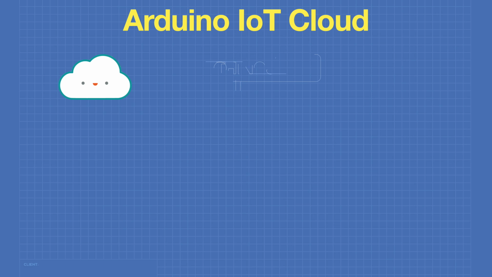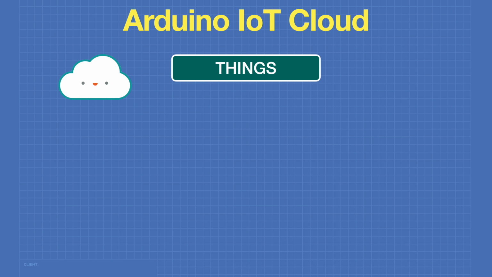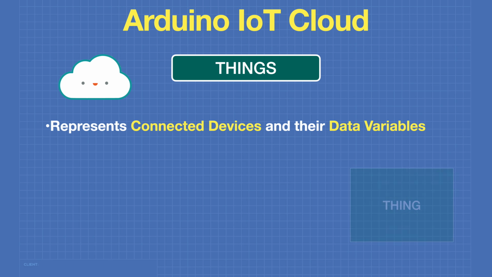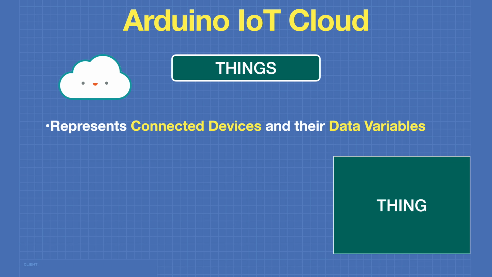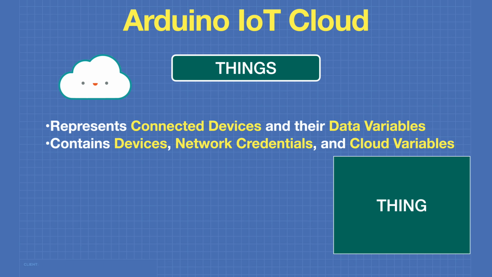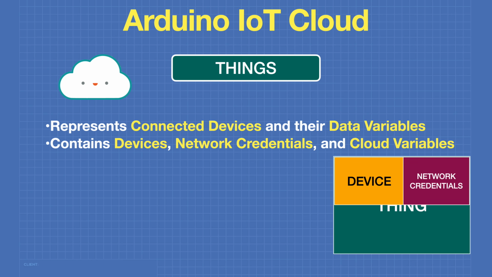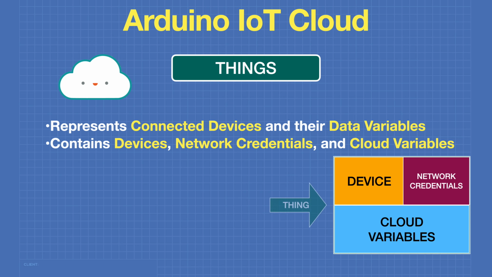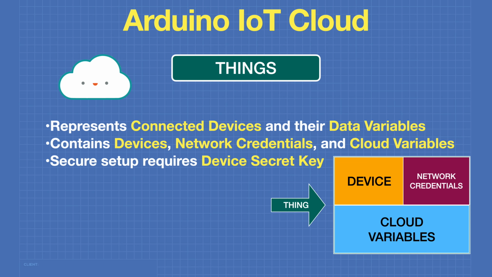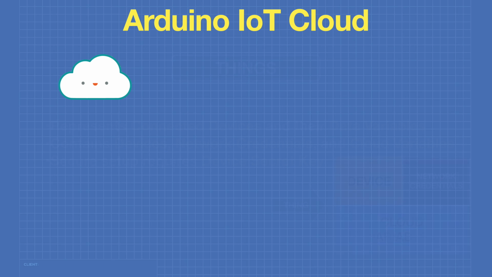The next fundamental concept of the Arduino IoT Cloud are things. Things represent connected devices and the data variables associated with them. A thing is actually a container that contains devices, the network credentials to attach those devices to the network, and cloud variables. When creating a thing, you're going to require that device secret key that was assigned to your device when you connected it to the IoT Cloud, so make sure you have a copy of that.